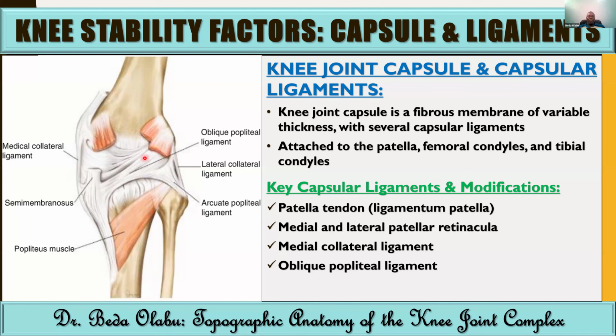Then we have the arcuate popliteal ligament. The arcuate popliteal ligament arises from the head of the fibula and crosses and also reinforces the posterior capsule, but allowing the passage of the popliteus muscle. The popliteus muscle goes intracapsular. So this is the part that it uses to go intracapsular. All right, so those are the capsular ligaments.